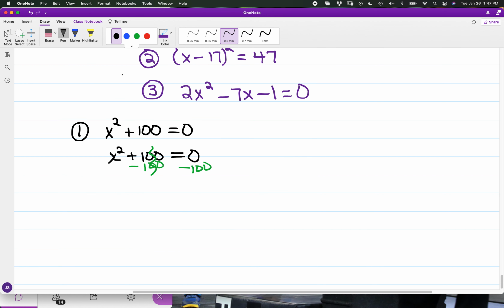And so I'm going to have x squared equal to minus 100. And again, we have the square root property of equality. So if I go from x squared to x, with p represented by minus 100, I'm going to have that x is equal to plus or minus the square root of negative 100. And so I'm going to have additive inverse complex numbers, plus or minus 10i.